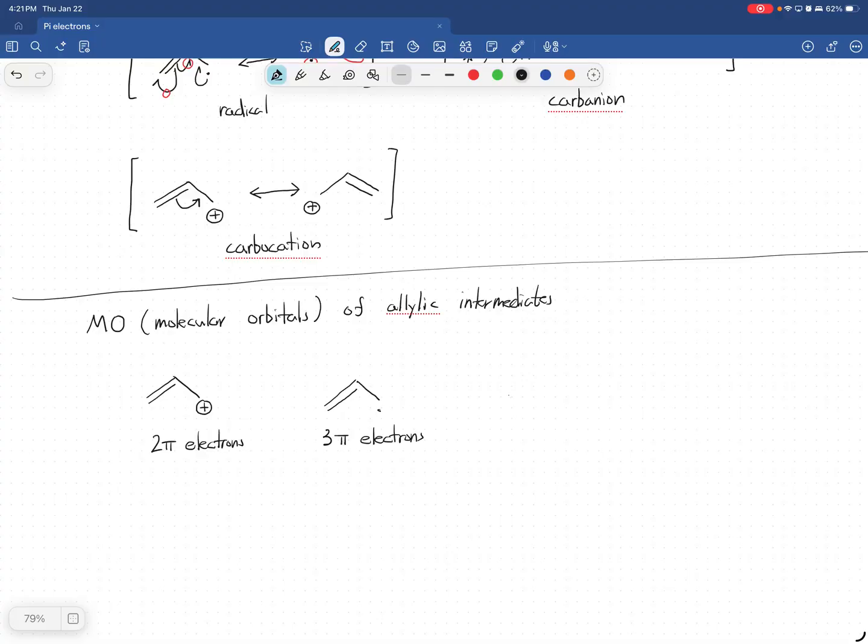And how about this one right here, where we have a lone pair instead of just one electron? How many pi electrons are in that one? How many? 4. Good. Thank you.